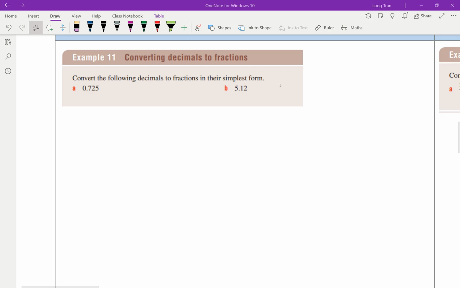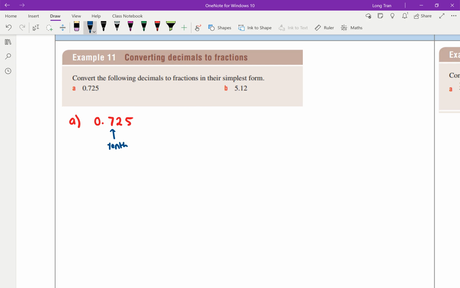Hey there, year 8s. In this example, we're going to convert decimals to fractions. For me, when I teach this, I actually teach you to read the place values. So here, as an example, in part A, we have the decimal 0.725. How I would read it is that this is the 7/10ths.